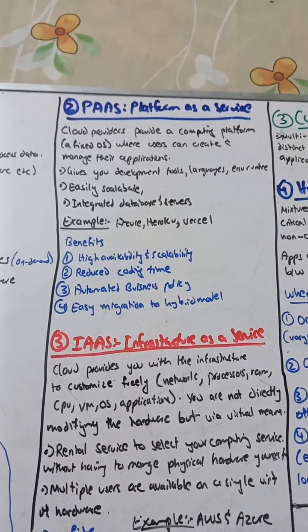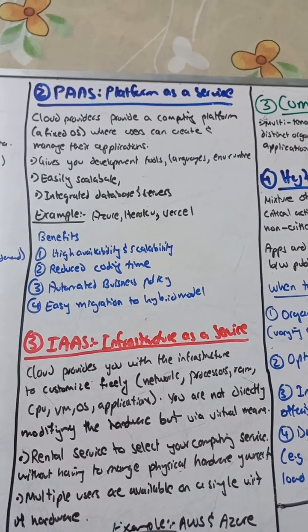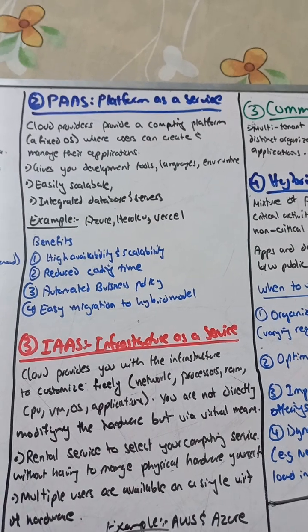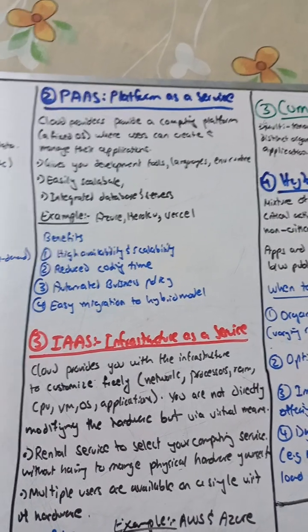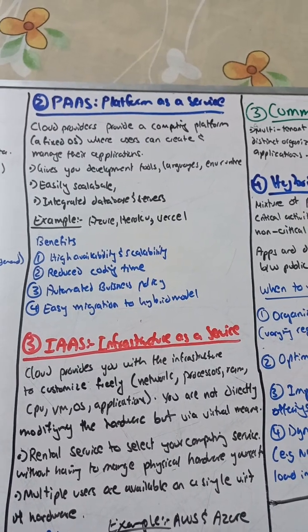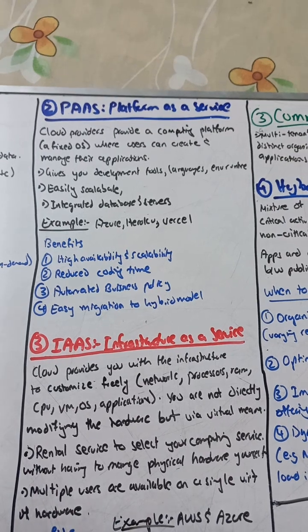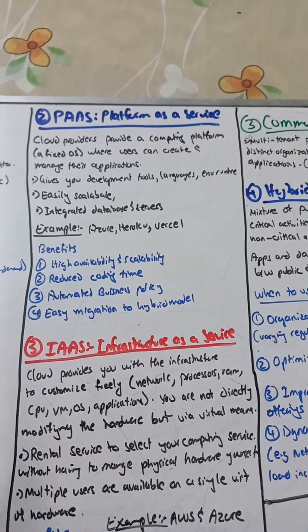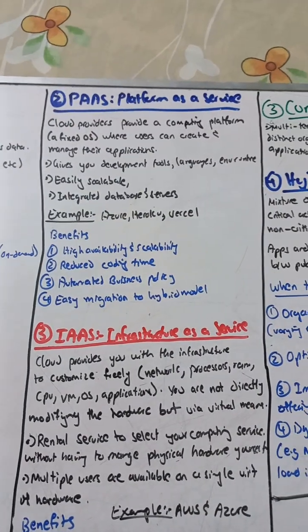That environment could be a Python environment, a C# environment, a Java environment, and you can do all sorts of things. So they're providing you a fixed operating system on which you can do all sorts of development, testing, and deployment and all of that stuff. But the cloud provider is still responsible for the OS and for managing the hardware. So the benefit is that it has high availability and scalability.